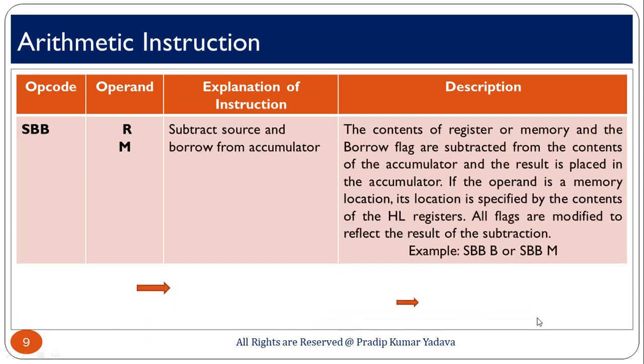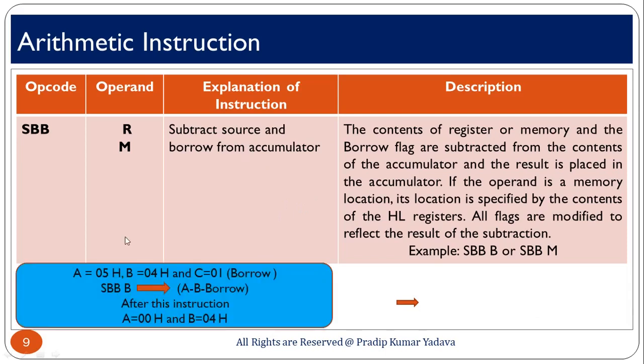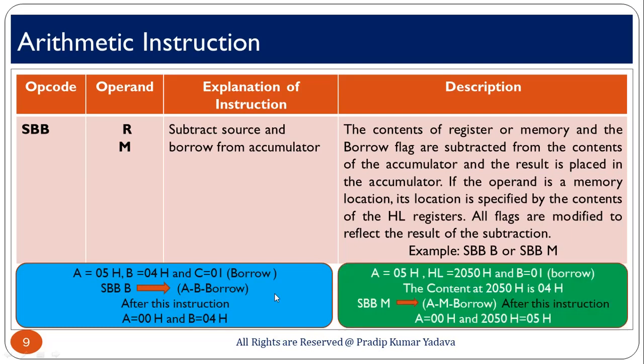Now, SBB means subtract source and borrow from the accumulator. Here, suppose the content of A is 05, the content of B is 01 and the carry flag is 1, which means borrow. So, after this instruction the result will be A minus B minus borrow. Here we are subtracting borrow also from the accumulator. In the case of memory, A minus M minus borrow. So, this is the working of these instructions.